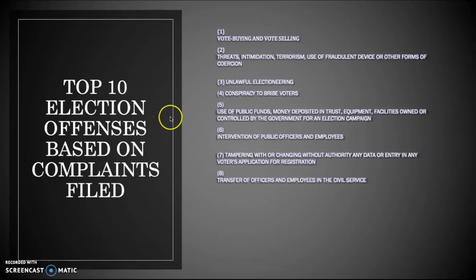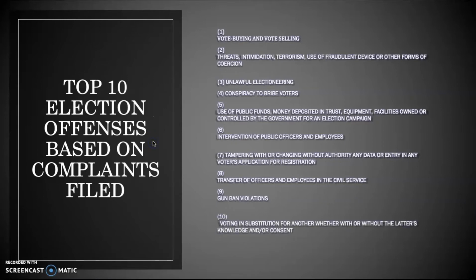Eighth, we have transfer of officers and employees in the civil service, found in Section 261H of the OEC. Ninth, we have gun ban violations, which you can find in Section 261Q of the OEC and also found in Sections 32 and 33 of RA 7166, otherwise known as the Gun Ban Law. And last but not the least, number 10, voting in substitution for another, whether with or without the latter's knowledge and or consent, which is found in Section 261Z3 of the OEC.